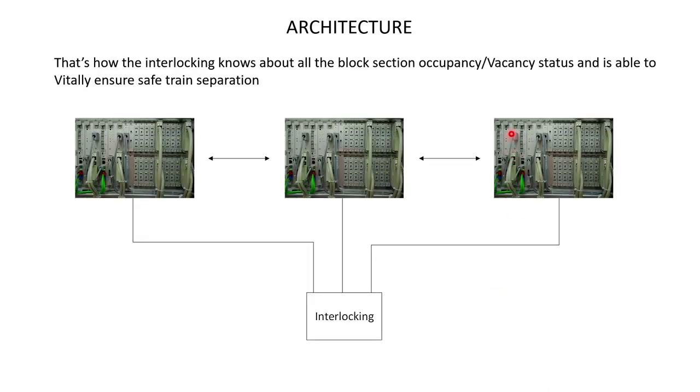After that, you have multiple axle counters, which will all be talking to the interlocking. Your interlocking, which is the brain, ensures vital, safe train separation by talking to all the axle counters, and that's how interlocking knows which track section on the line is occupied and which is vacant. Based on that, it decides whether to set the route, whether to release the route. So on a high level, that's how an axle counter architecture works.